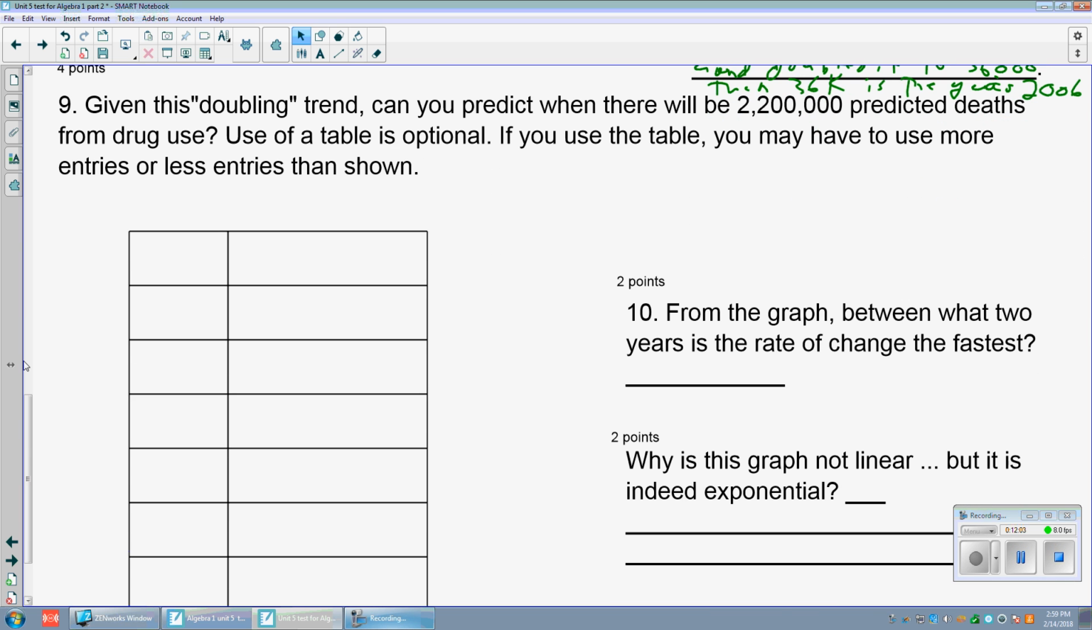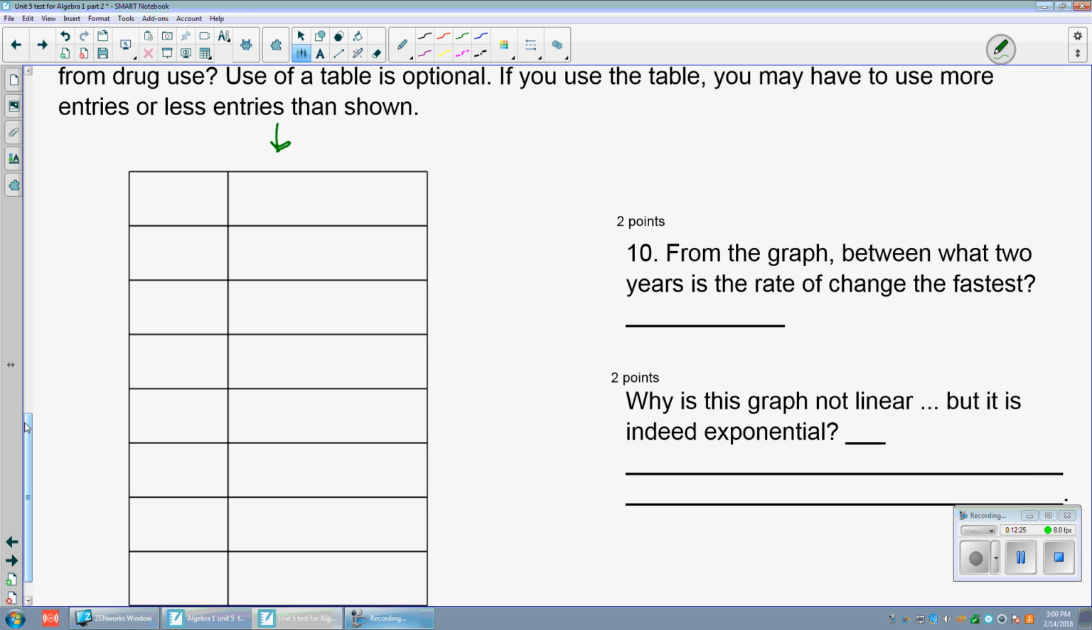So number 9. Using this doubling function, predict when the number of deaths will be 2,200,000 from drug use. Use of the table is optional. If you use the table, you may have to use more or less entries than what are shown here. So in other words, maybe you wanted to estimate something else. You can start with 18,000 if you want, but I'm going to start with 20,000 because it's easy to double.